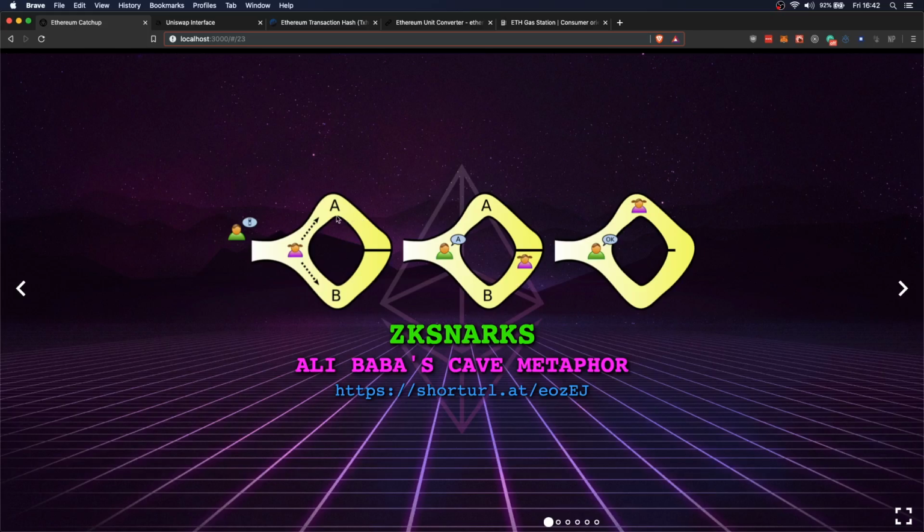This is like a visual metaphor of a ZK snark. So there's this Alibaba's cave metaphor. And basically the concept there is that, let's say you have Alice and Bob here. Bob goes over there, and he waits on the outside of this cave. And Alice goes in here and picks to go either A or B. Then Bob comes in and he shouts for Alice to pop out at either entrance A or B.